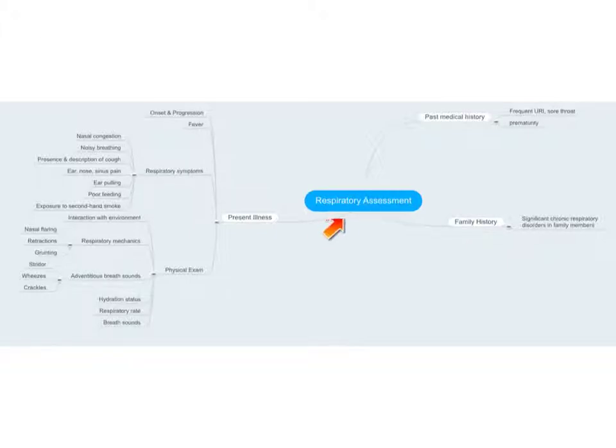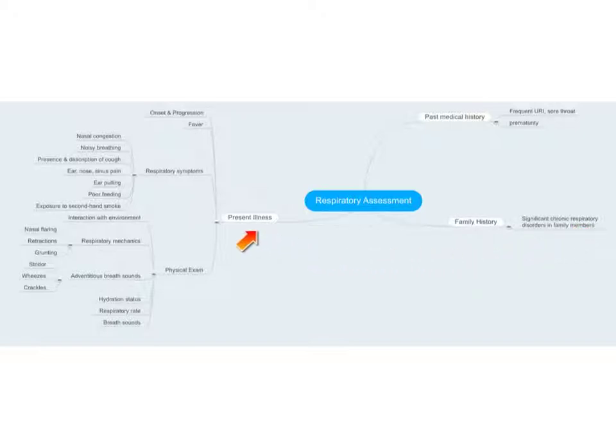So this is a concept map of the respiratory assessment. So you're going to be checking to see what the past medical history is of the child. Have they had frequent upper respiratory infections, sore throats? Have they been premature? Have there been other respiratory illnesses? Then asking family history. Is there significant chronic respiratory disorders in other family members?